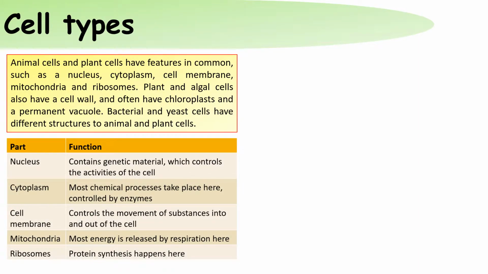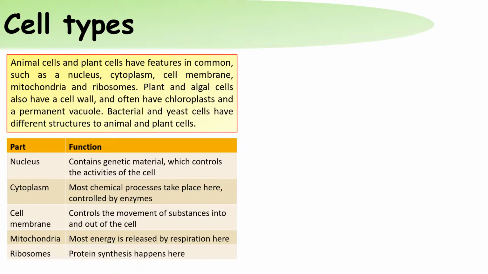In cells, the nucleus contains the genetic information and controls cell activity. Cytoplasm is where chemical reactions take place in the cell. The cell membrane controls movement of substances in and out of the cell. In the mitochondria, energy is released by respiration and the ribosomes carry out protein synthesis.